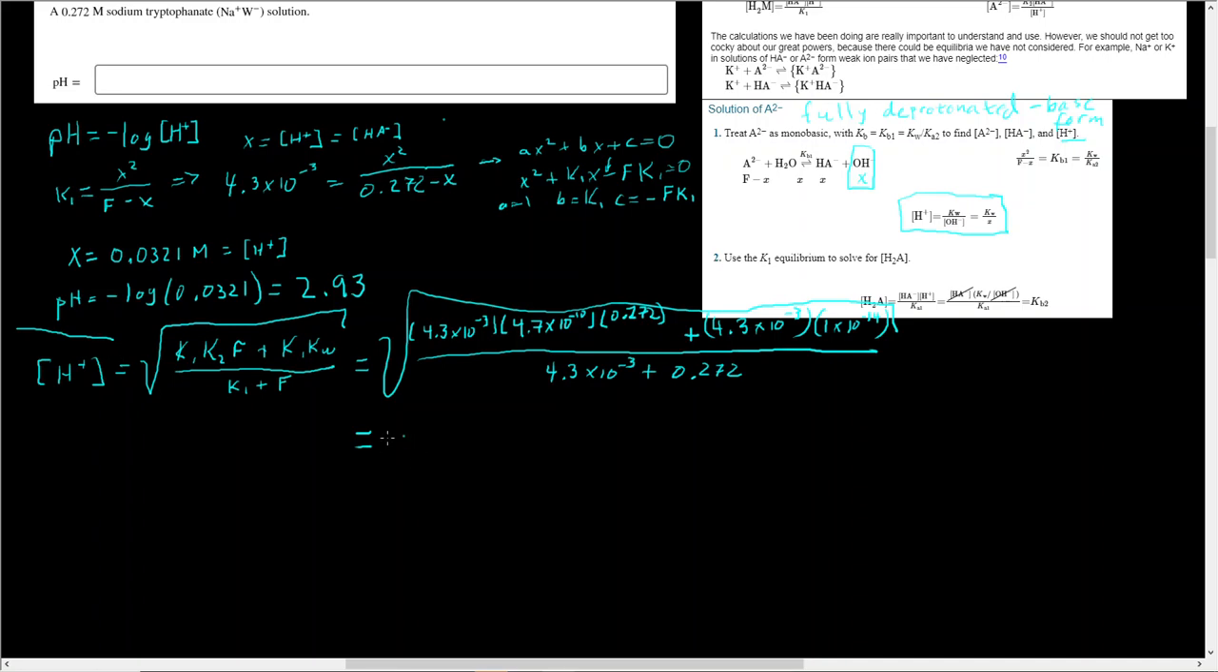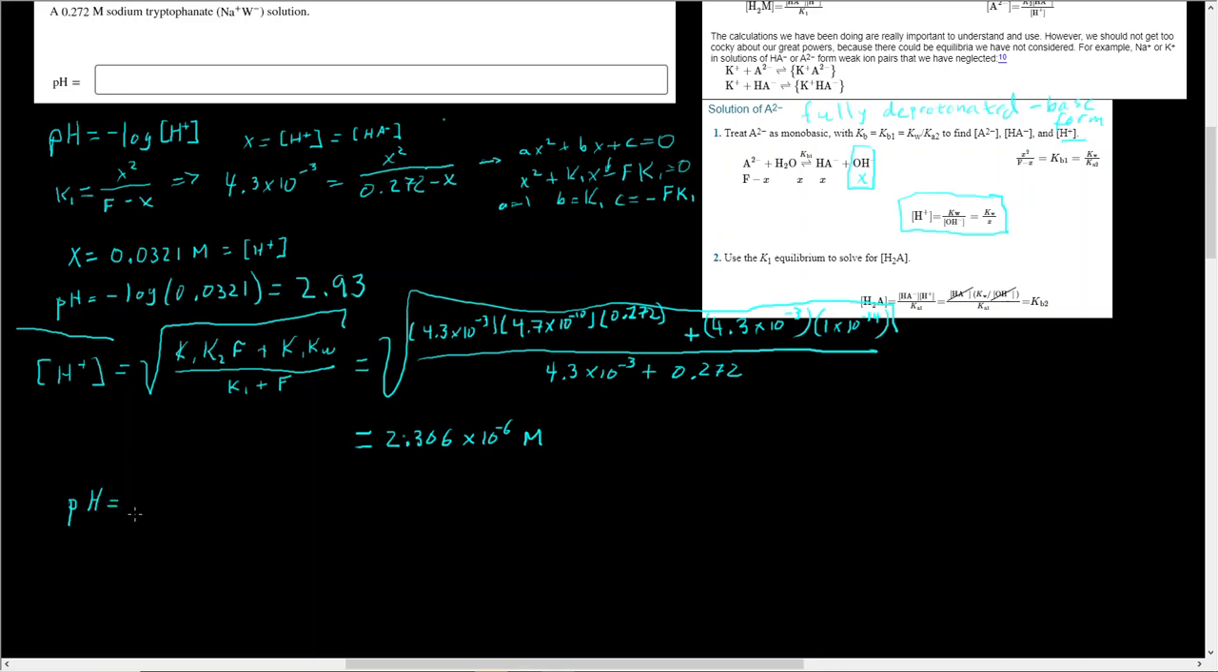And I get an H plus concentration of 2.306 times 10 to the negative 6 moles per liter. So not very much H plus ion concentration. In fact, it's really close to the 10 to the minus 7 that we would get just from water, but that's been included in our calculation, so we're good. So now we just need to find the pH.